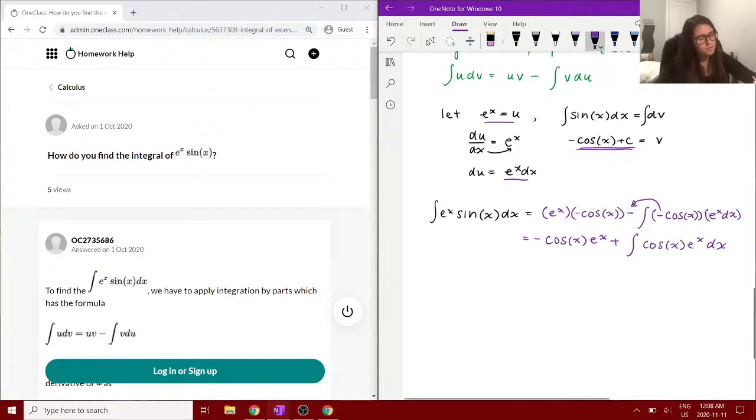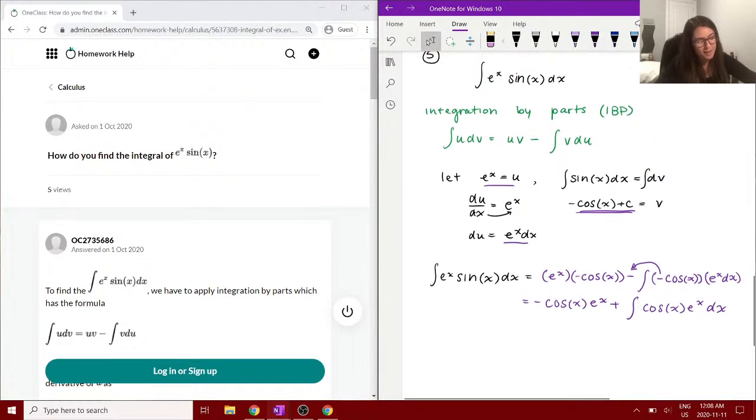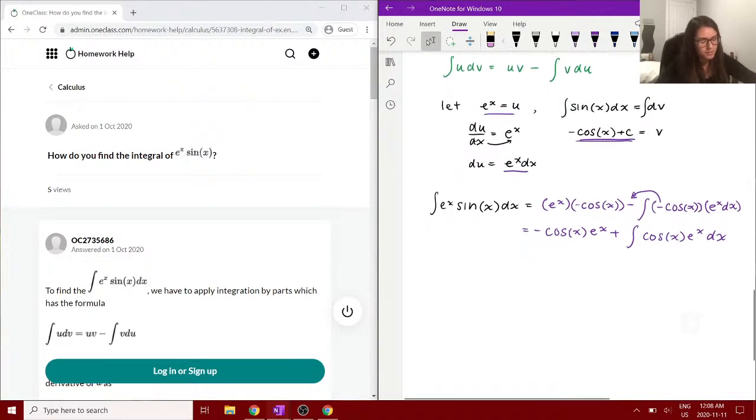Okay, so now you can kind of see, well, we're kind of back to square one, right? We still don't know what the integral of cos x e to the power of x is. It's kind of almost the same thing as what we had originally. So that means what we're going to have to do is apply integration by parts again.